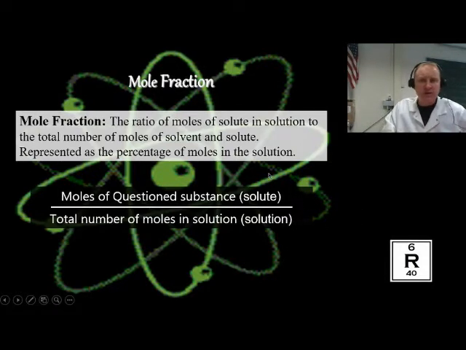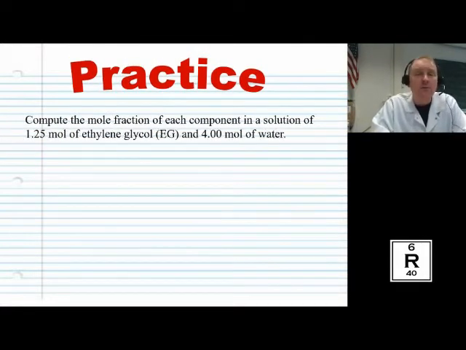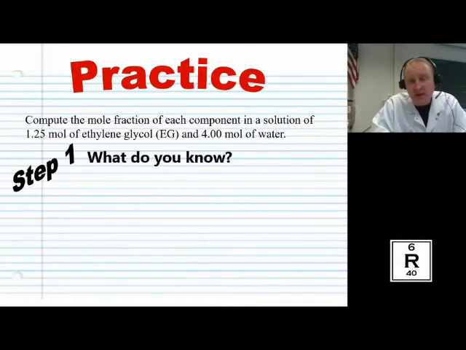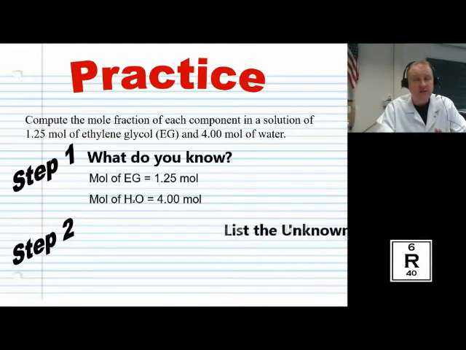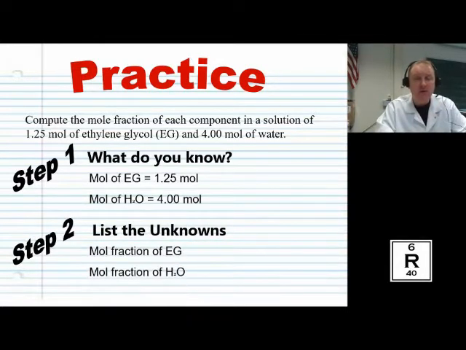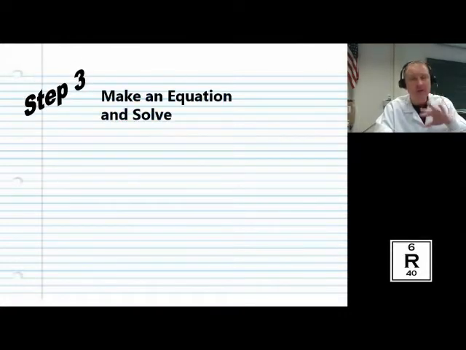So let's do a little practice with mole fractions. Compute the mole fraction for each component in a solution of 1.25 moles of ethylene glycol and 4.00 moles of water. The first thing I want to do is take a look at the question. I have 1.25 moles of ethylene glycol and 4.00 moles of water. The question is asking for 2 answers: the mole fraction of both the ethylene glycol and the water. When we set this up, the main thing to remember is that your denominator is both the solute and the solvent, or the whole solution.